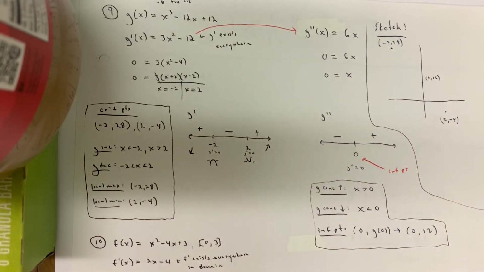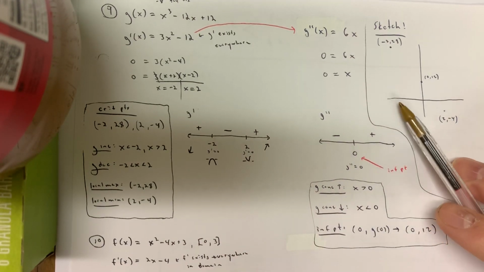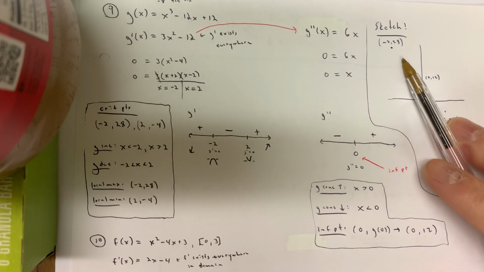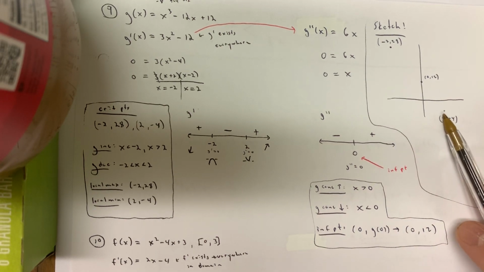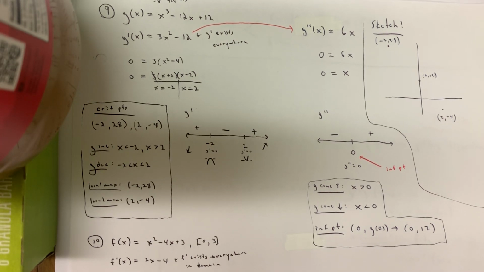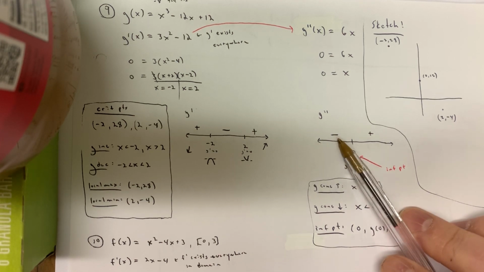Now we can actually graph appropriately because we know the function increases from negative infinity up to -2. So until you get to that point right there, then we know it's decreasing from -2 to 2. Then we know it's increasing from 2 to infinity. But now we know how it increases or decreases, okay? From negative infinity all the way to 0, the graph looks like an N.